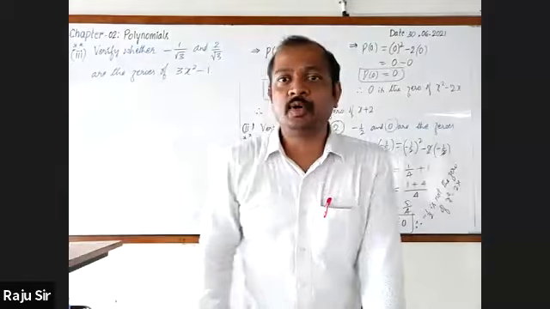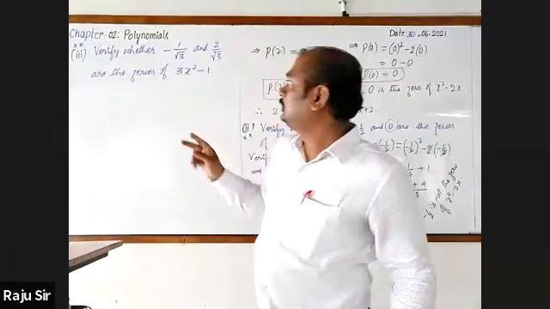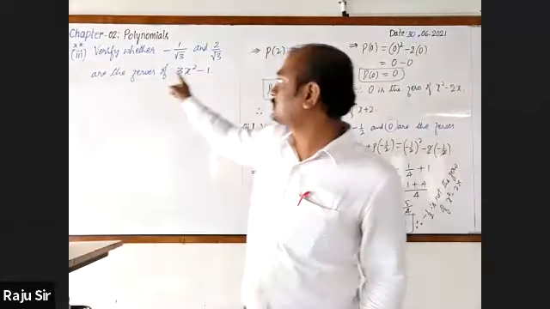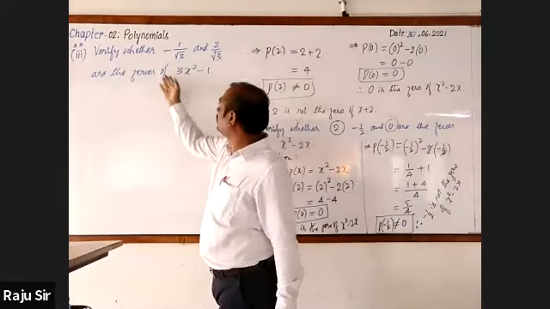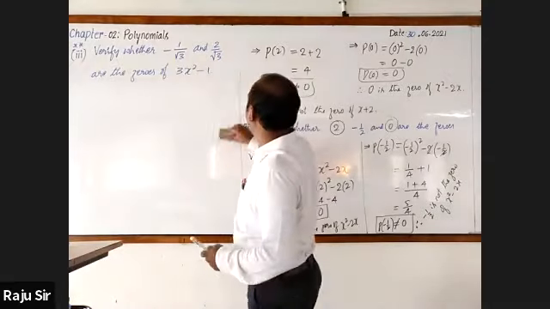Try to do that yourself. I'll give you 20 seconds for solving. Only the first one. First you check whether minus 1 by root 3 is the zero of the polynomial 3x square minus 1.